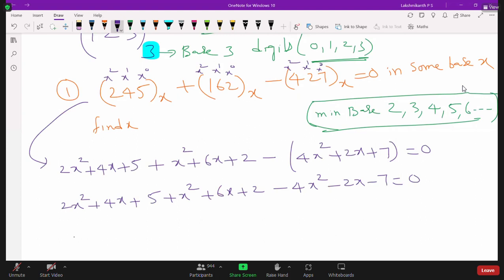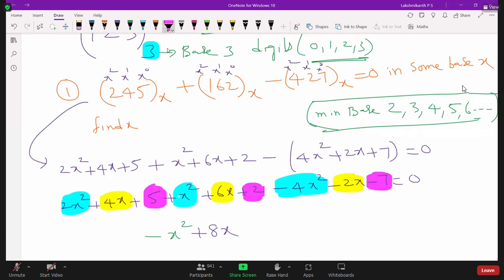Now add this. So 2x square, 3x square minus 4x square. Is it minus x square? Right. Now look at this 4x, 6x minus 2x. How much will you get? So 10x minus 2x is 8x. Now this will get cancelled, right? Now look at here 5, 2 minus 7. So that will get cancelled. So minus x square plus 8x is equal to 0.